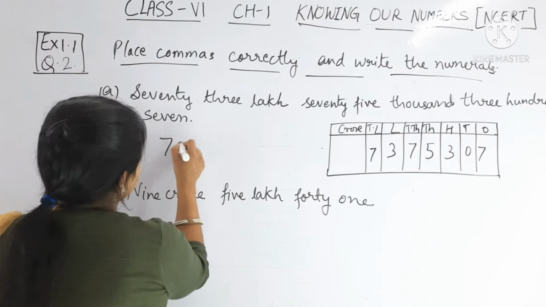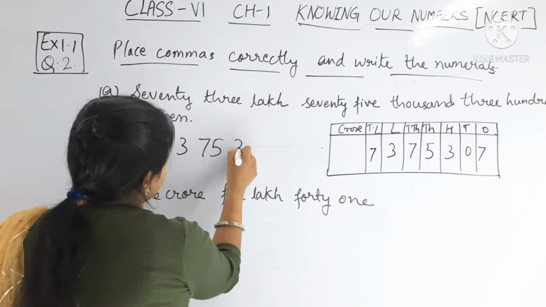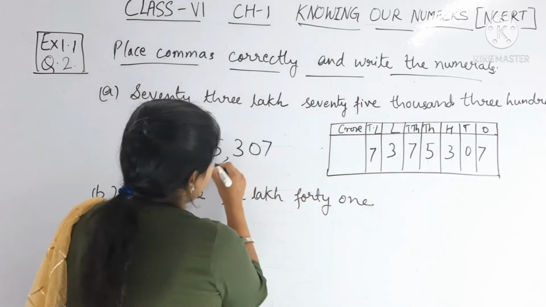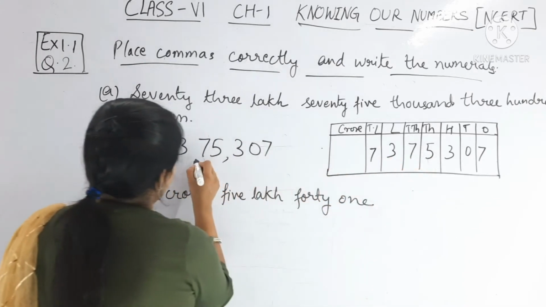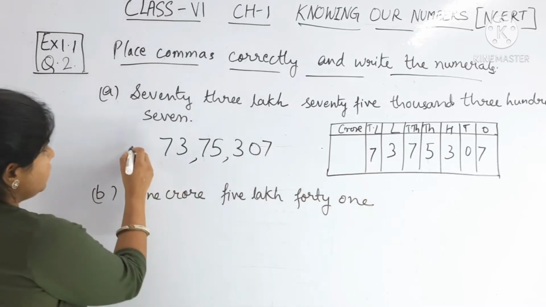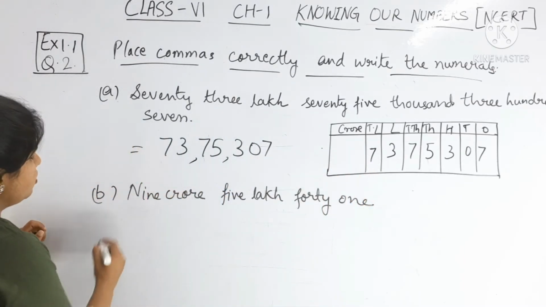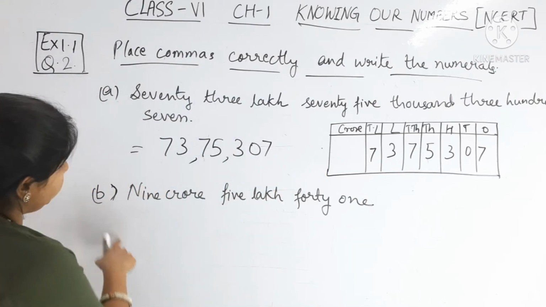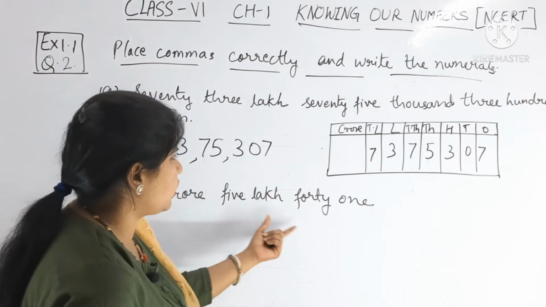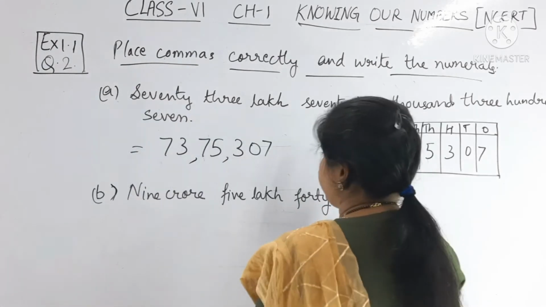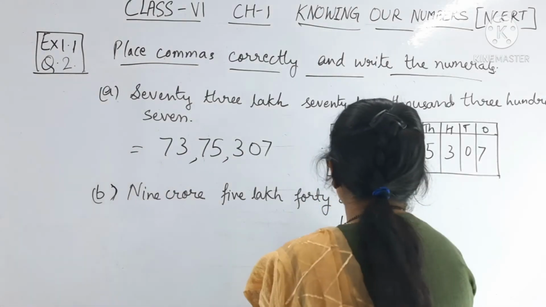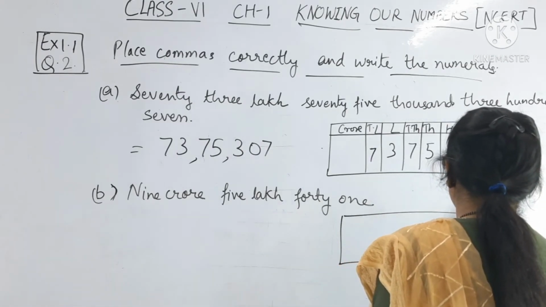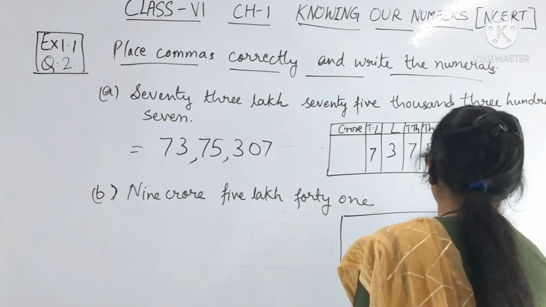So the numeral is 73,75,307. How do you put commas here? Here you have to put a comma, then after 2, then this will be the answer of part A. Okay, so it is so easy by making the place value chart. Now the B part is 9 crore 5 lakh 41. Okay, so the same Indian system will follow here.